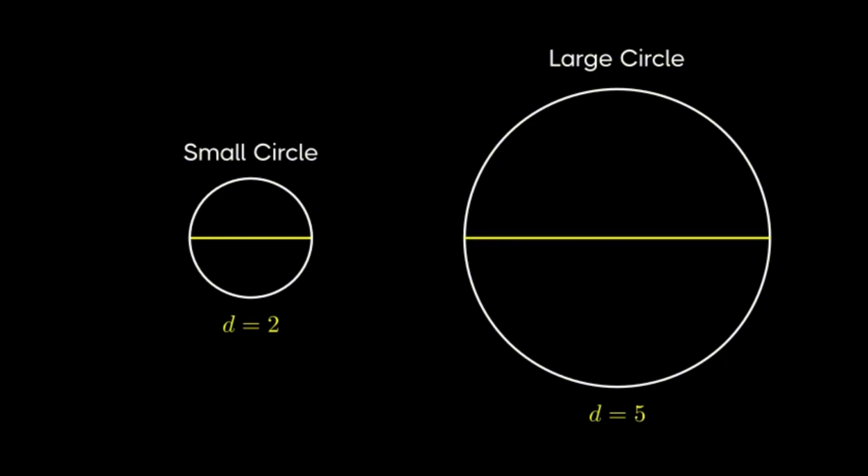Now let's find the circumference of each circle. For the small circle, we can calculate the circumference using the formula c equals pi times d, where d is the diameter. With a diameter of 2, the circumference is approximately 6.28 units. For our large circle with a diameter of 5 units, the circumference is approximately 15.71 units. Again, we're using the same formula, c equals pi times d.